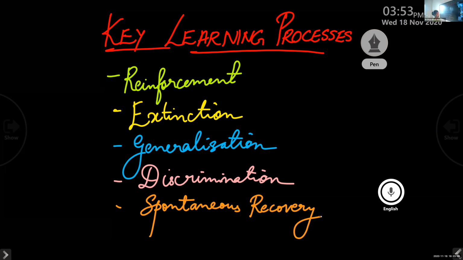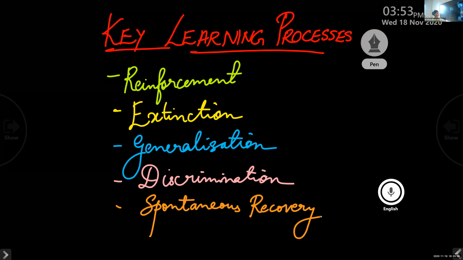what is the process called? The process of administering a reinforcer. What is it known as? Reinforcement. So whenever a desirable behavior or a good behavior occurs, or if it is a bad behavior, we give punishment. If it is a good behavior, we provide the reinforcer. We reinforce that behavior or response. And that process is called reinforcement.